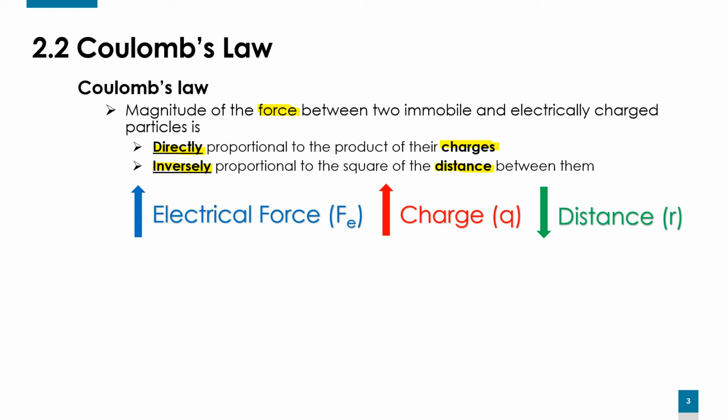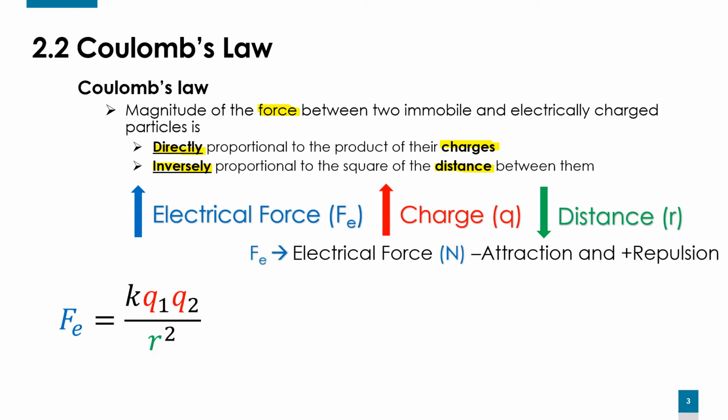Putting all these three variables together, he formulated one formula. His formula is this one. The electrical force, that is Fe, is equal to k, which is just a constant, times the charge of the first particle times the charge of the second particle, divided by the square of the distance, which he represents here by r.